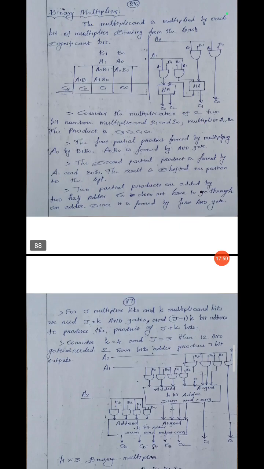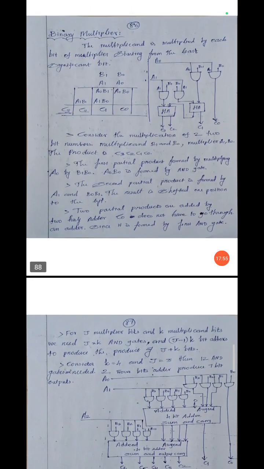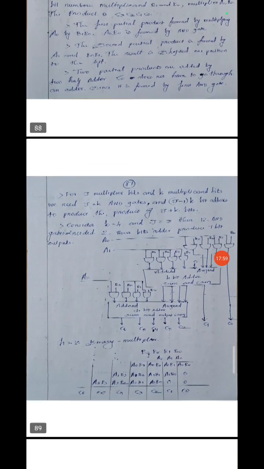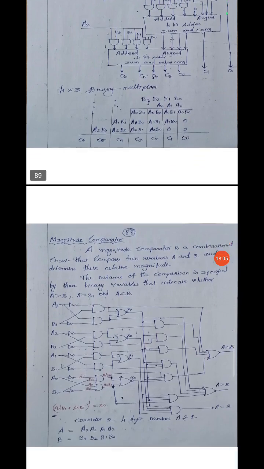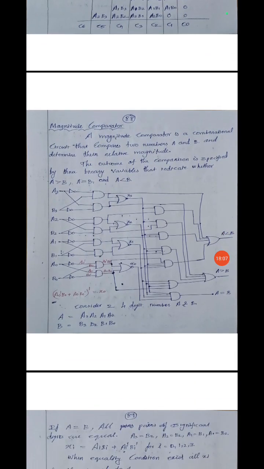Then binary multiplier, it is based on the ordinary multiplication process. Okay, so it is a 2-bit A, B, it is a 3-bit. Okay, 4 cross 3 binary multiplier. Okay, so just note down the circuit diagram.